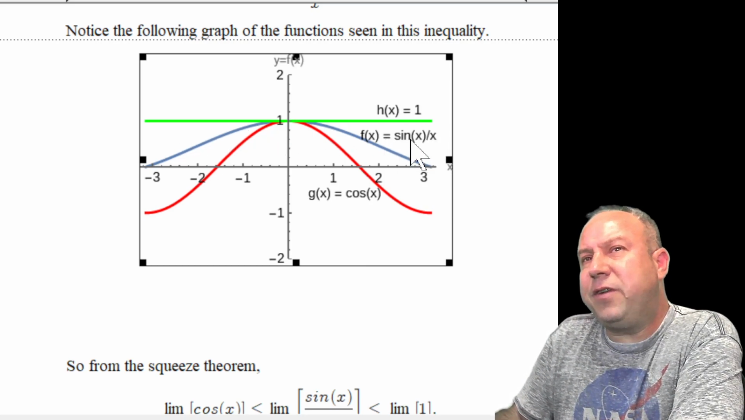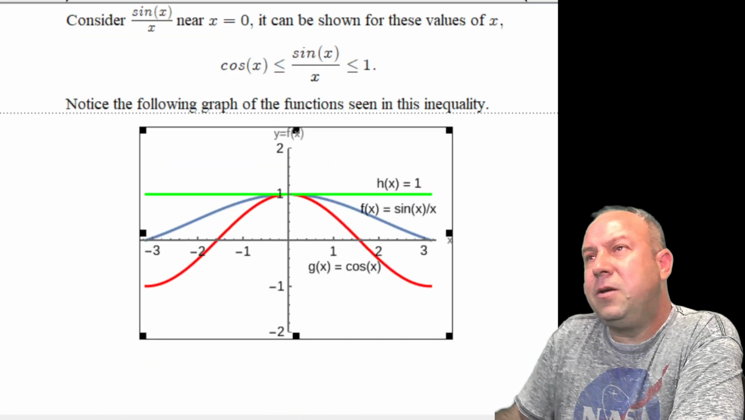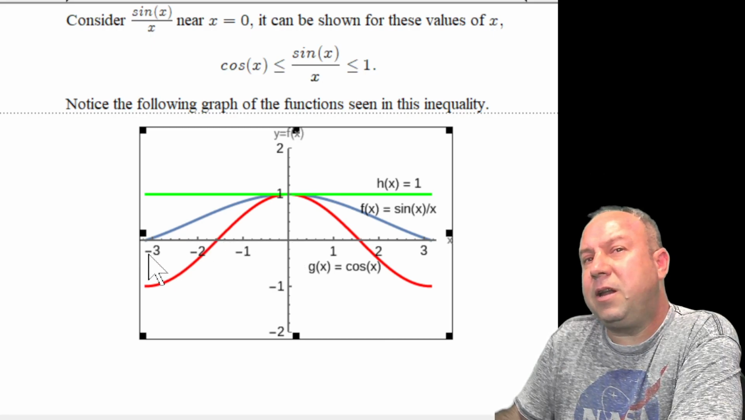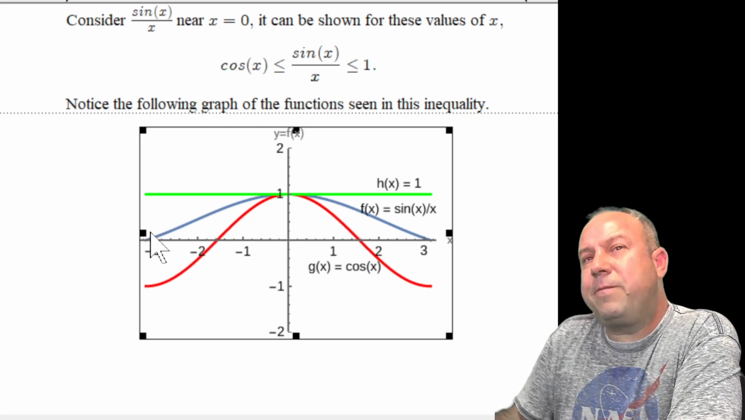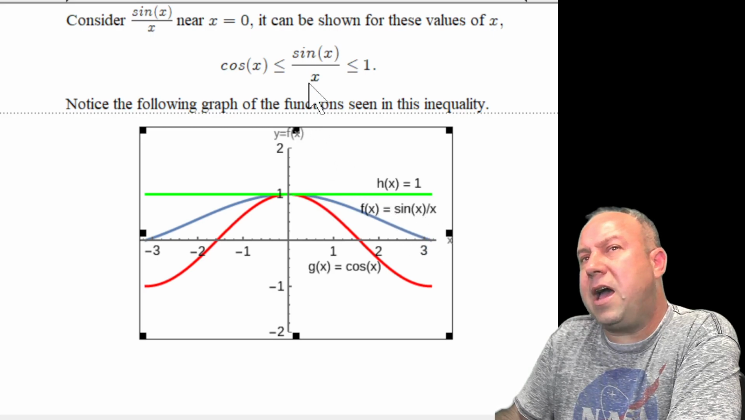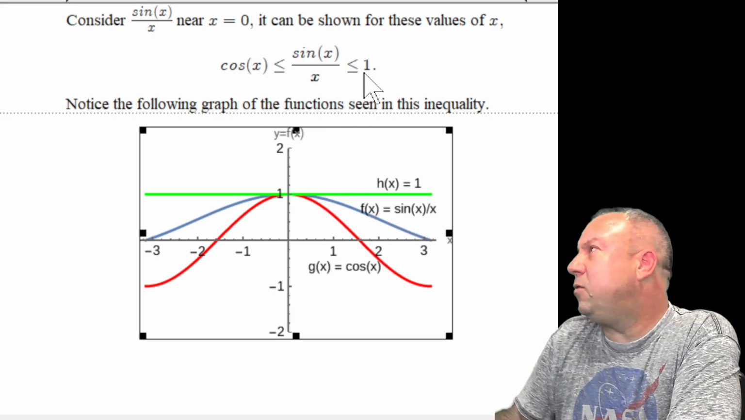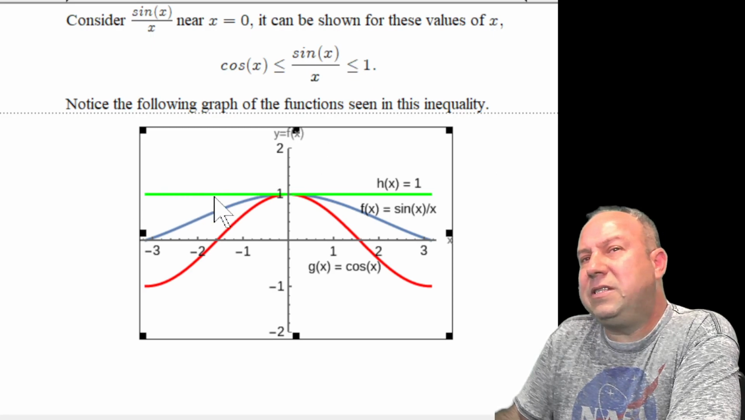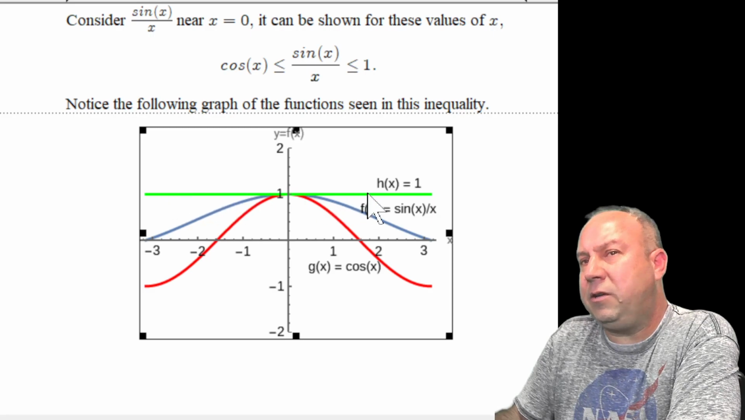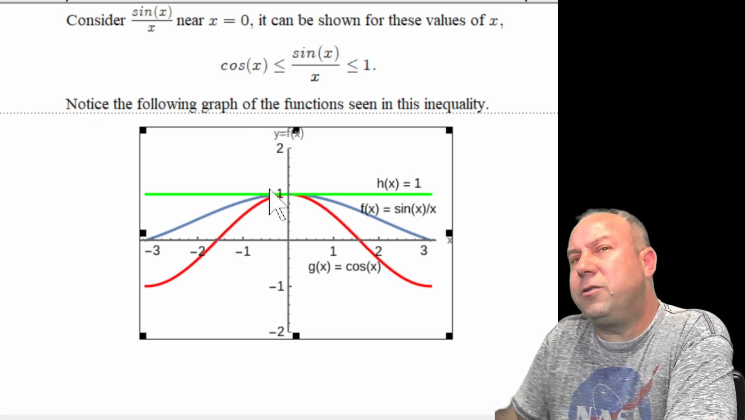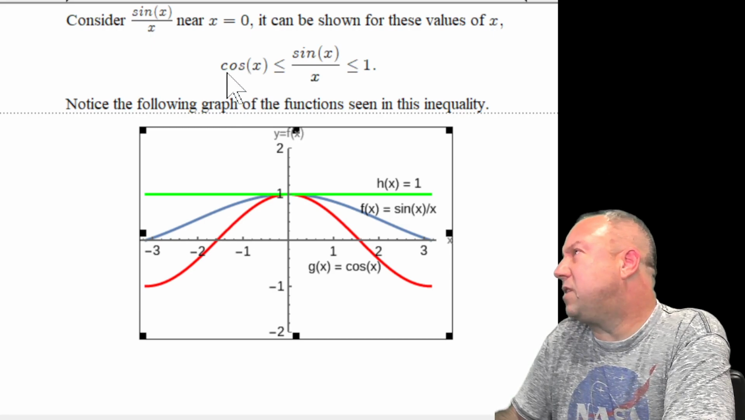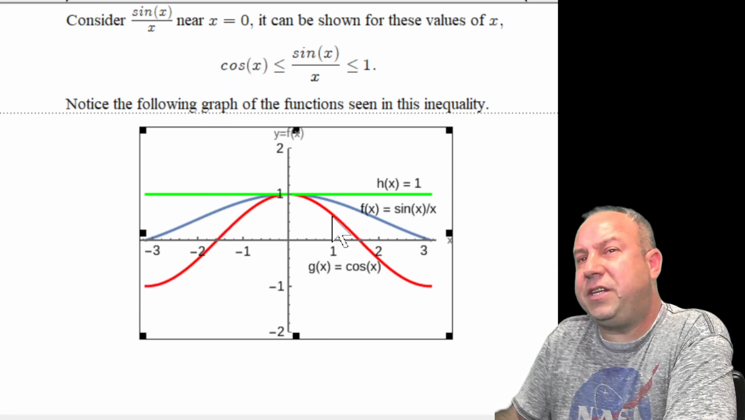But we can see that this function sine x over x, when we are near the value of 0, the center of our graph, and here I'm showing you from -3 to 3 for values near it, that blue graph for the sine x over x is always smaller than the value of 1. It's always less than 1, which is highlighted by this green graph, this constant graph at a height of 1 along the vertical axis. And it's always larger than the cosine of x, the graph seen here in red.